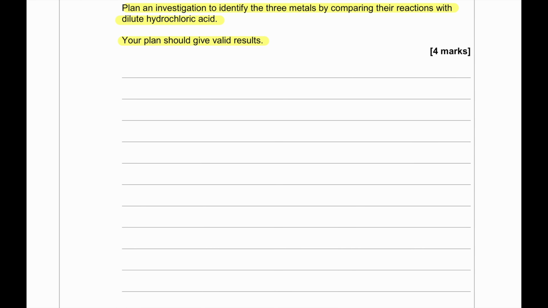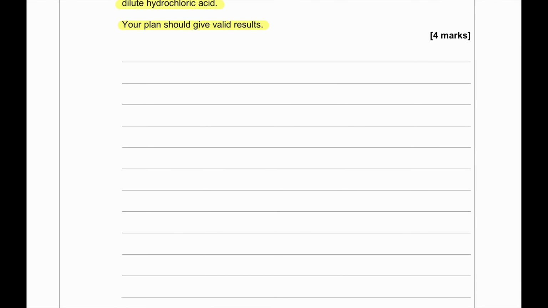So what can we do for this process? We can measure the temperature change. For copper, there will be no reaction because we know that copper does not react with dilute hydrochloric acid, so it will show no temperature change. For magnesium and iron, magnesium will increase the temperature more than iron.